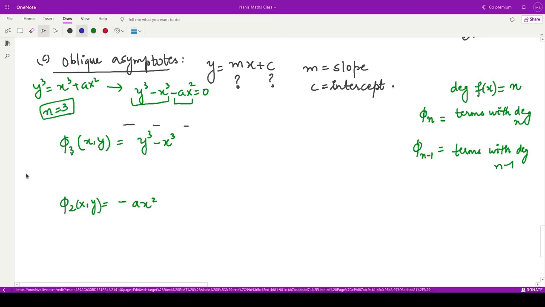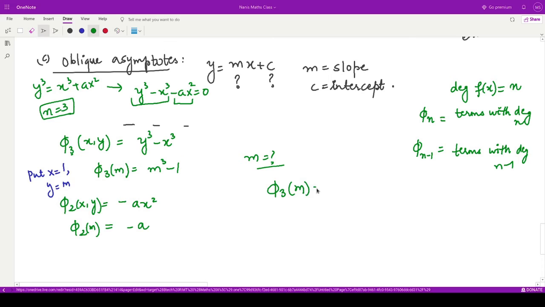Now we put x is equal to 1 and y is equal to m in this equation. So we would have phi 3 of m as m cube minus 1, and phi 2 of m is minus a. Now in order to calculate m, we set phi 3 of m equal to 0. That means m cube minus 1 is equal to 0, or m cube is equal to 1, or m is equal to 1. So now the value of the slope is equal to 1.